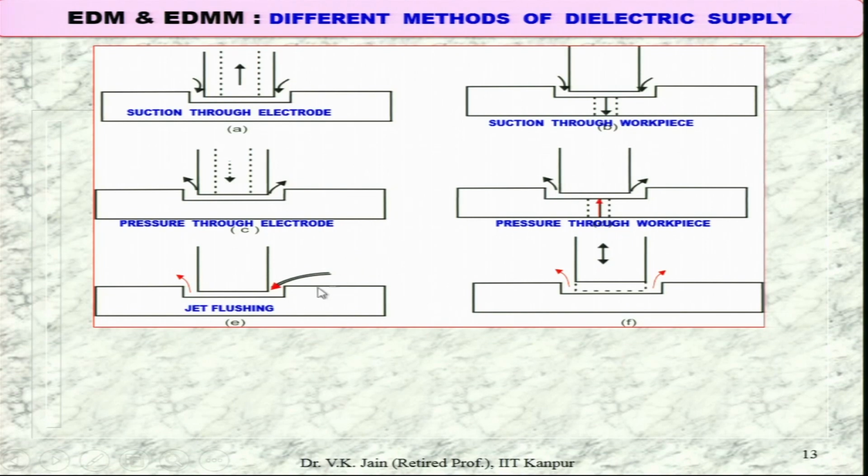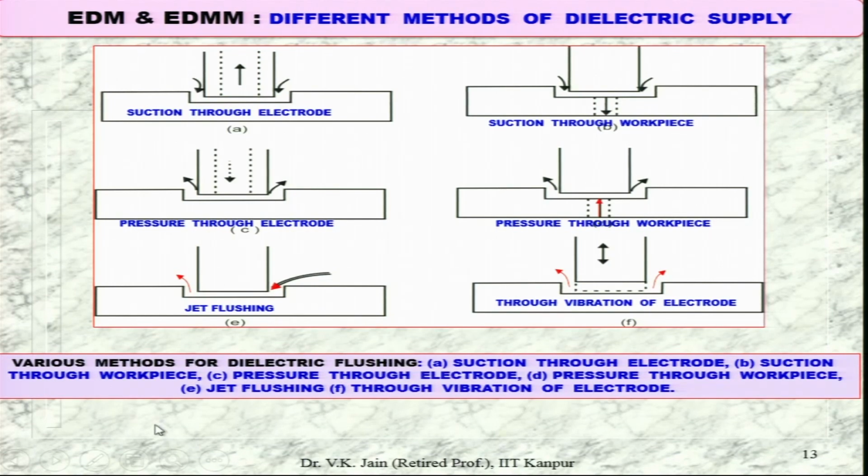Now in this particular case, jet flushing, you supply from one side and it goes out from the other side, and dielectric flows over here for creating the sparks. And then this is another one, through vibration of electrode, you are supplying it like this and vibrating the electrode so that it goes out. So these are the various methods for dielectric flushing.